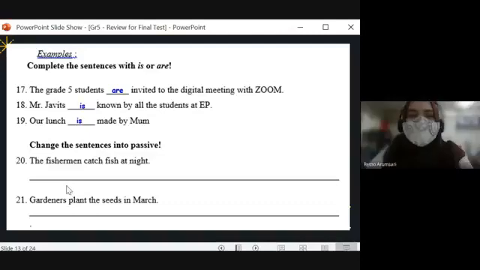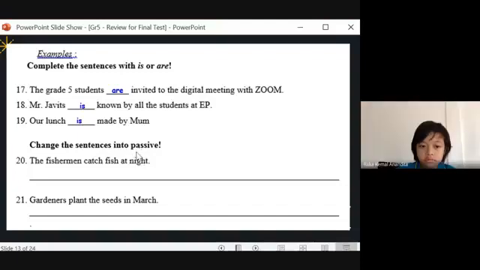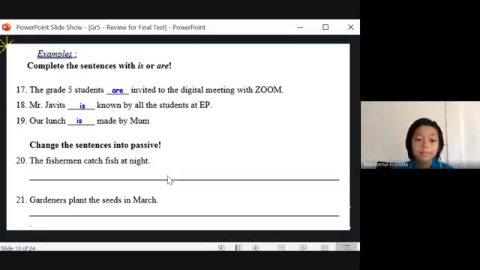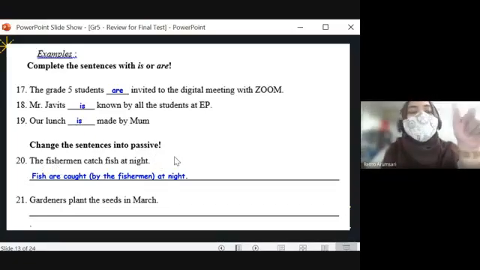Are. After that, followed by the verb three of catch. What is the verb three of catch? Caught. After that, what follows? The fisherman, by the fishermen at night. Fish are caught by the fishermen at night. Just like sheep, just like deer, the plural form of fish is also fish.